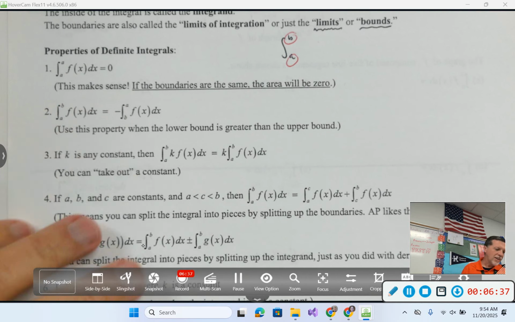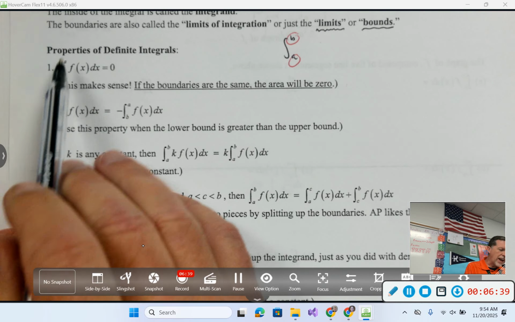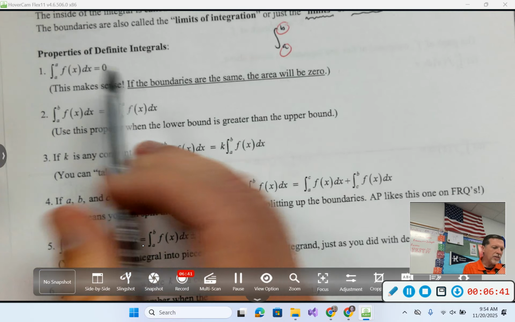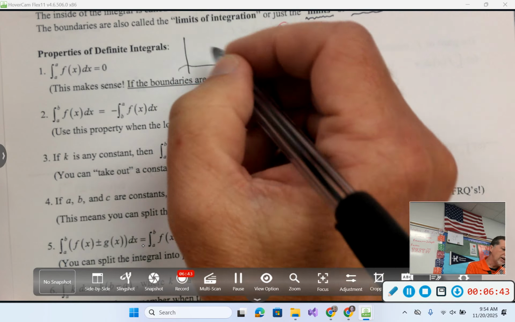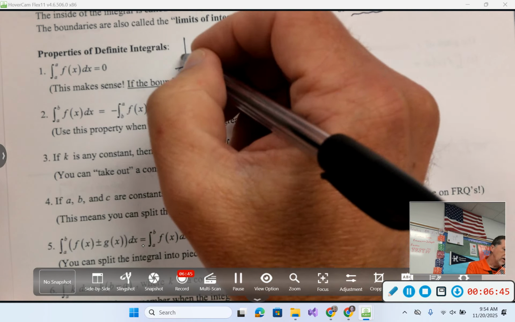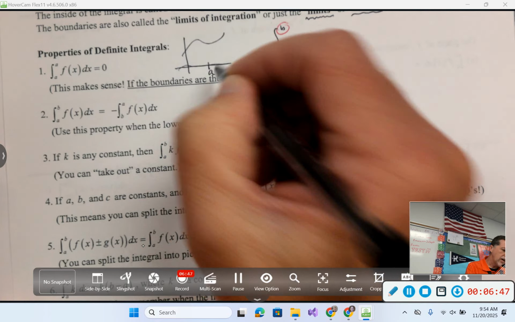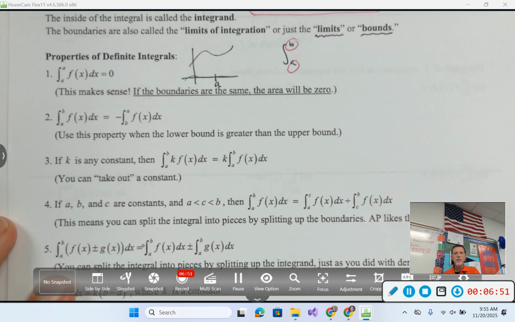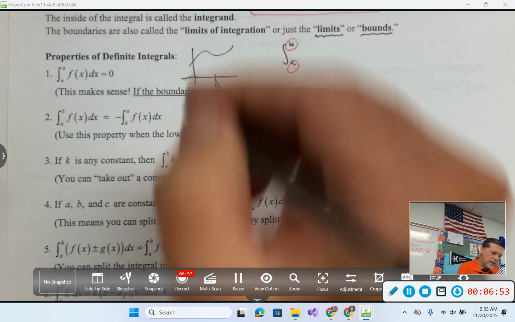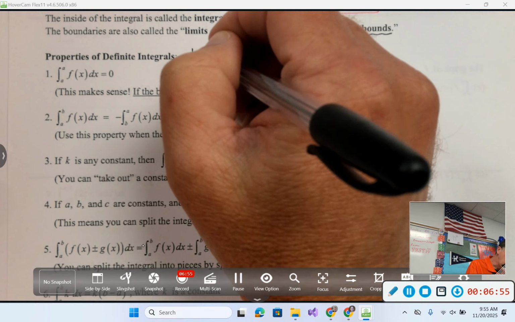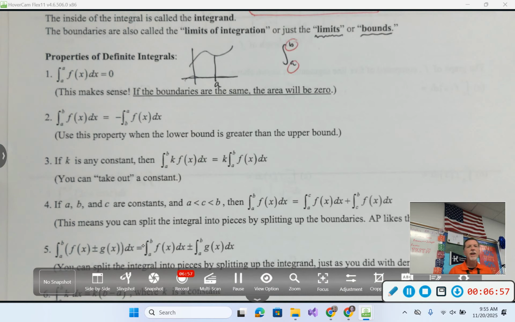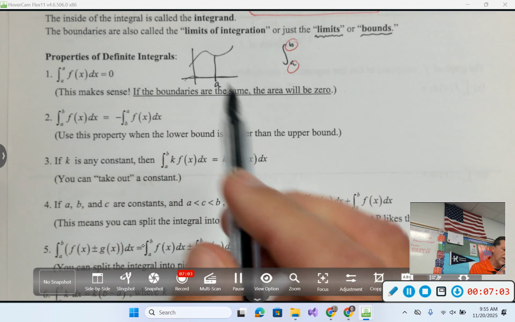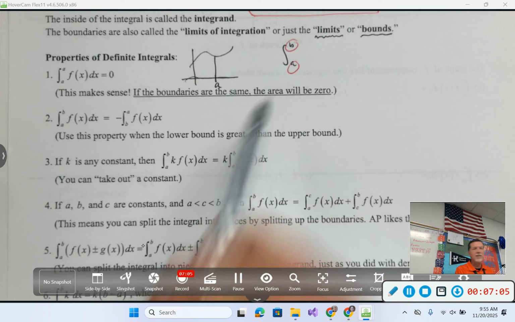This makes sense. If the boundaries are A to A, think about what this means. You want the area under some graph from A to A. So you want the area under a curve from one point, but you don't really go anywhere. So it's this infinitely thin area. Well, that's no area at all. If the boundaries are the same, the area is 0.